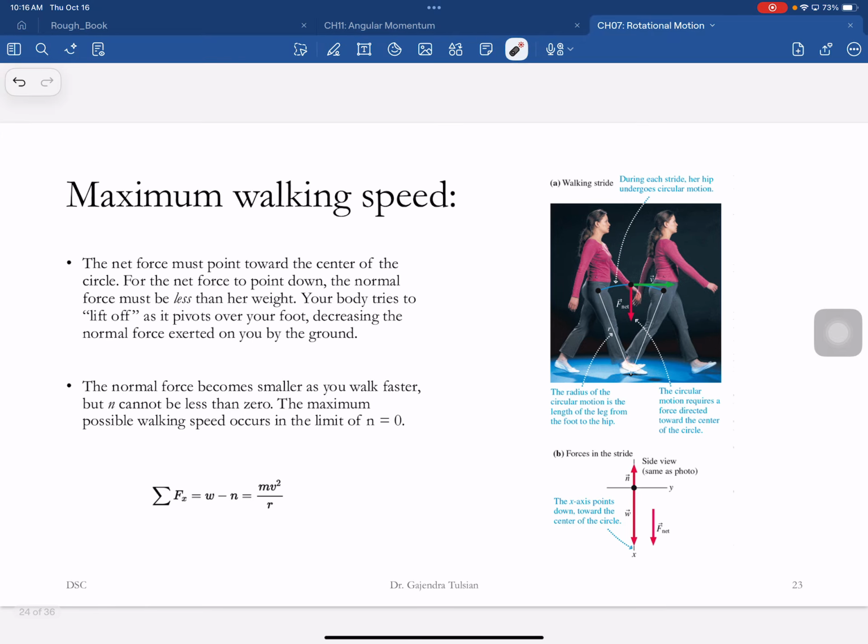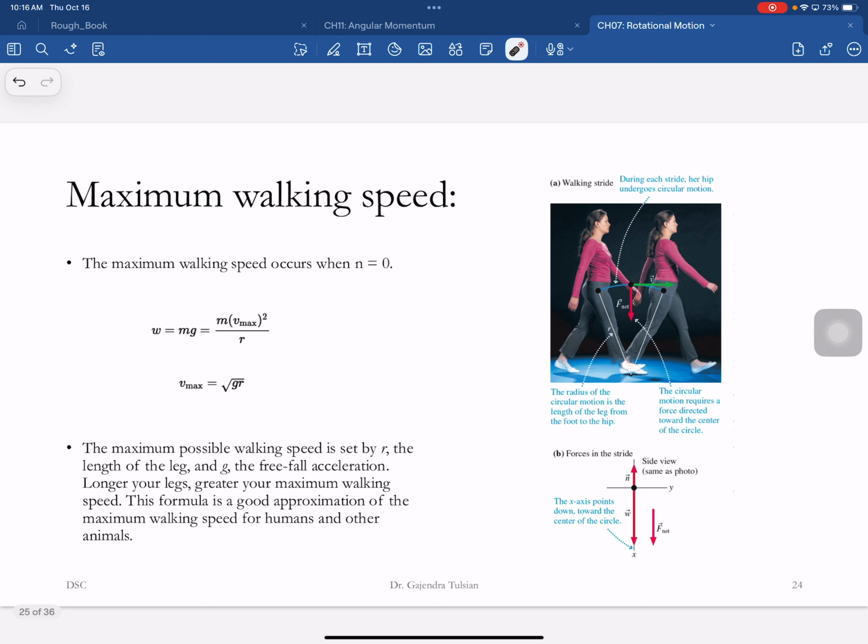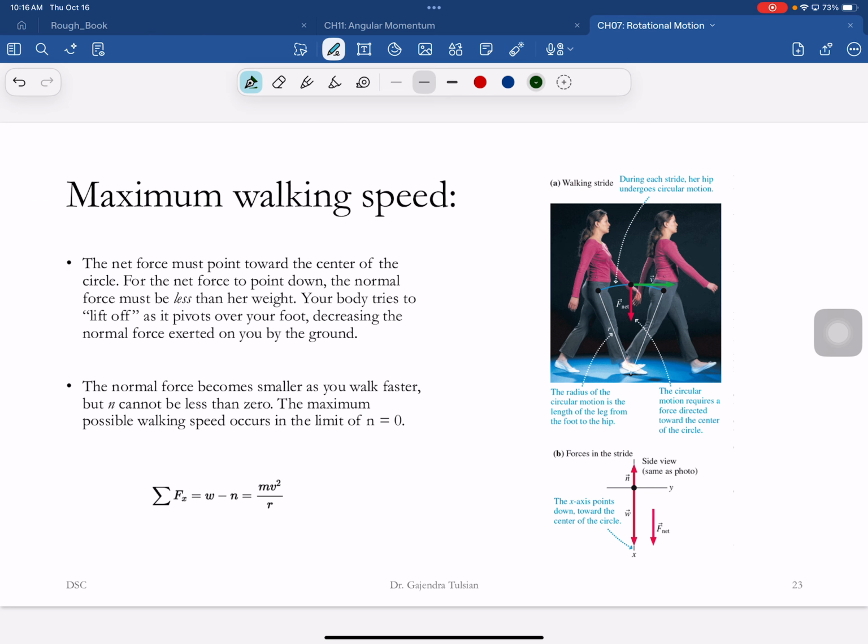So the normal force becomes smaller as you walk faster. Okay? So as you're walking faster, this force is becoming smaller. Again, your foot on the ground is impacting at lower speeds. The maximum walking speed occurs in the limit N equal to 0. So N equal to 0 just means mg equals mv squared by r.